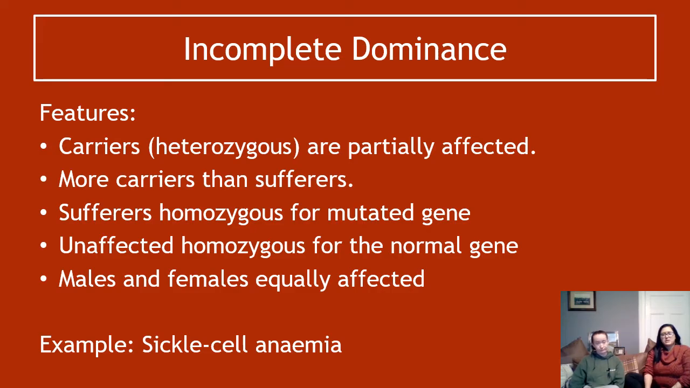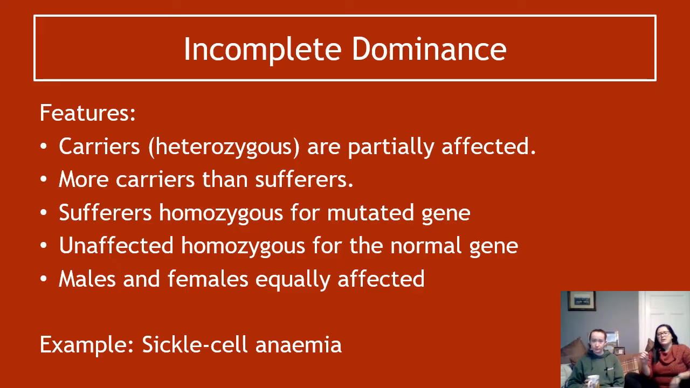Okay, so features of incomplete dominance is you get partially affected people. This has never happened before. Carriers have always been totally healthy before. Okay, but in this case, we've got a half a disease happening. So you can have a really severe form of the disease and you can have a half of the disease, which is a bit strange.